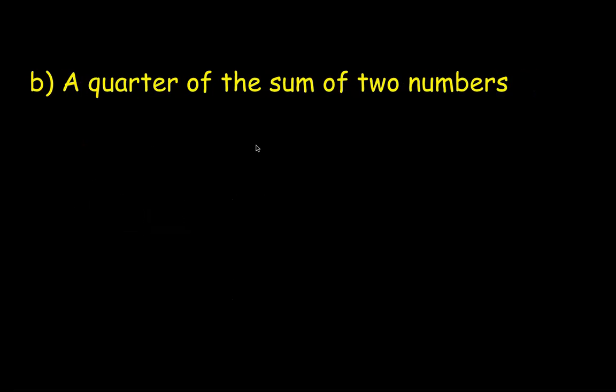Right, next one. A quarter of the sum of two numbers. To do this one, you need to understand what the word sum means. The sum of two numbers means what happens when you add them together. All right, so a quarter of the sum of two numbers. Pause the video and resume when you're ready.